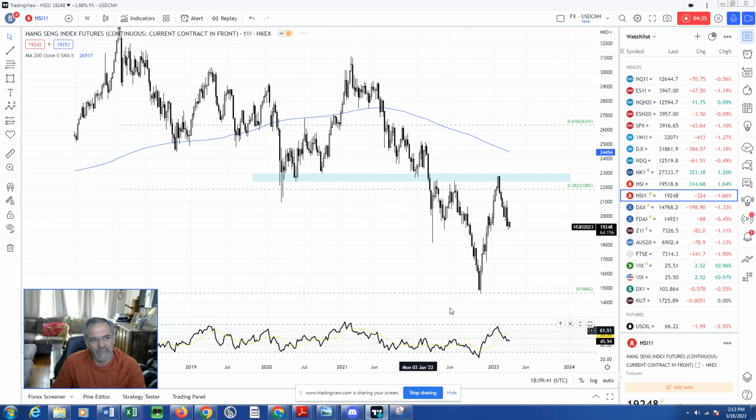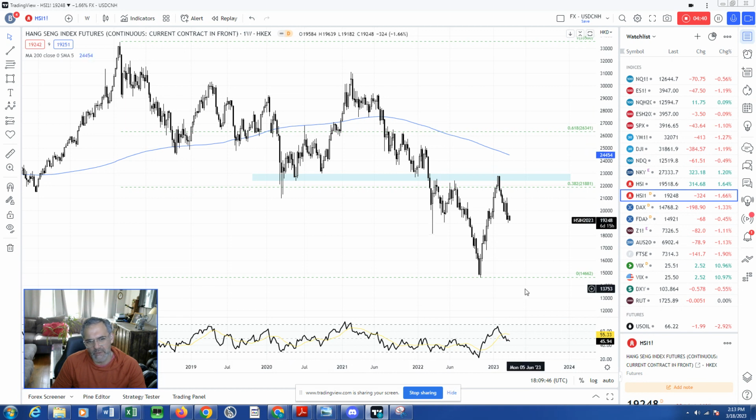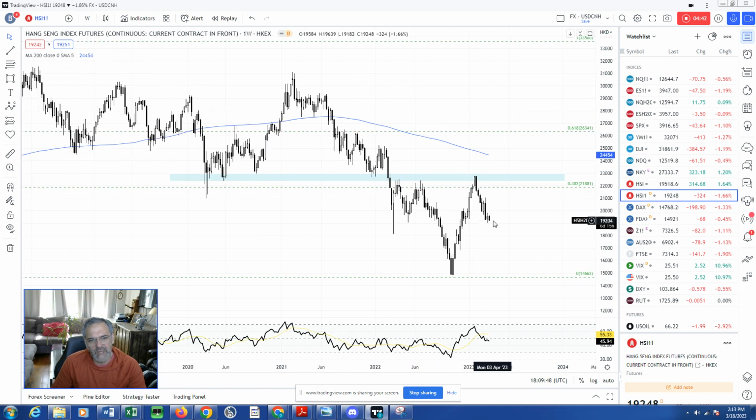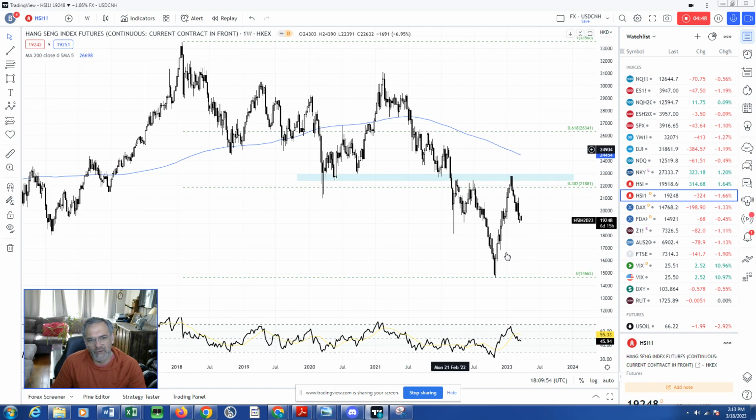Again, these are all weekly charts. The Hang Seng to me looks offered as well, right? Not a huge week last week, a little congestion here, but there's a trend to me, and that should resolve lower.